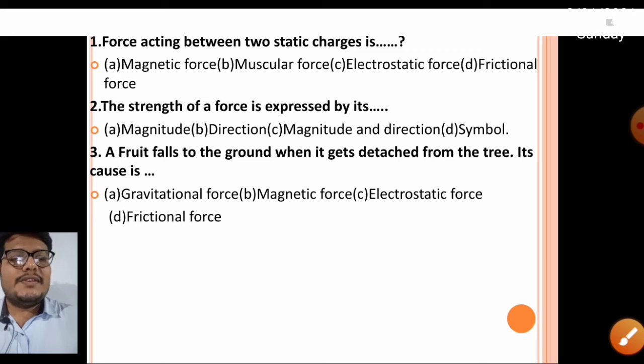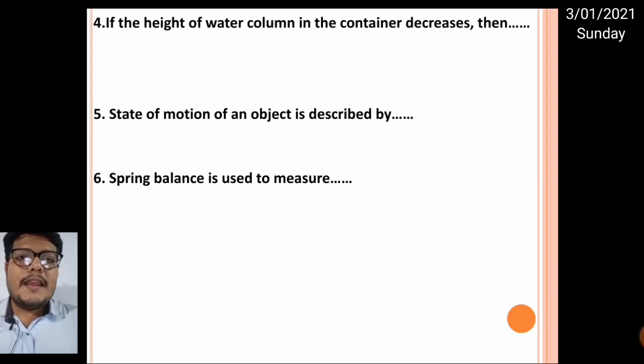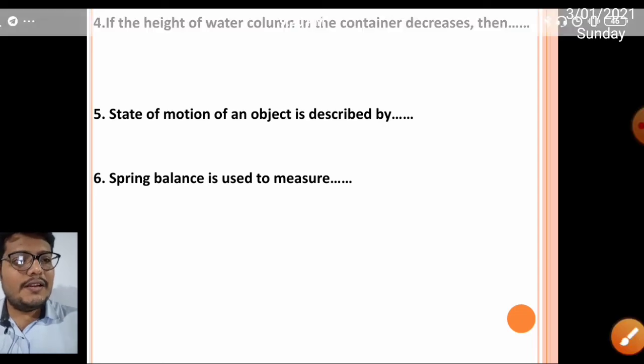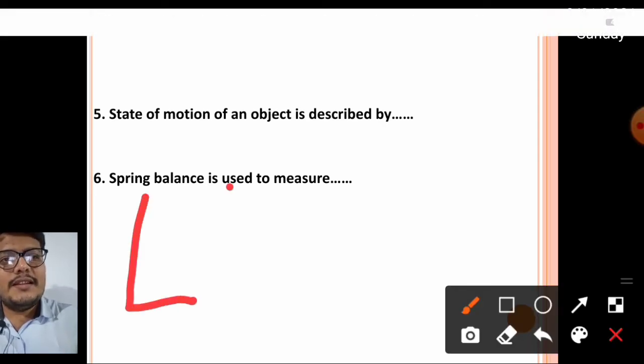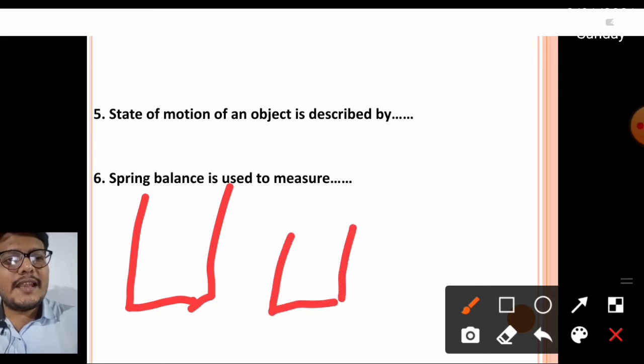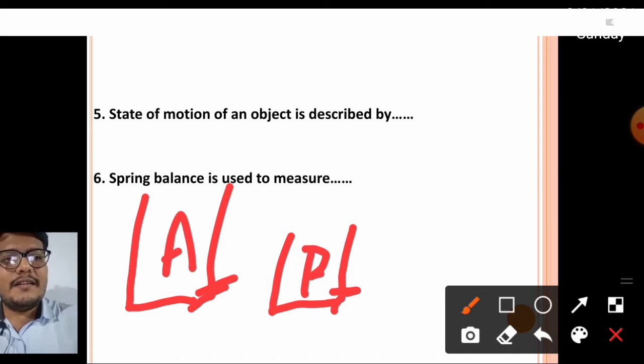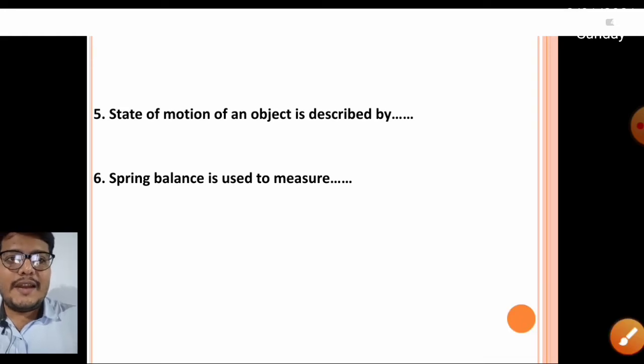Okay, let's see the next question. Number 4. If the height of the water column in a container decreases, then what will happen? Now see here, there are two containers I am drawing. This is my first container and here is my second container. You can see there is a difference in height. If we talk about the depth, this container's is more when compared with that one. This is container A and this is container B, right? So here, if we talk about the bottom, the heights of both containers are different. So keep that in your mind.